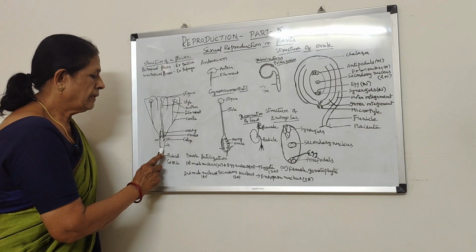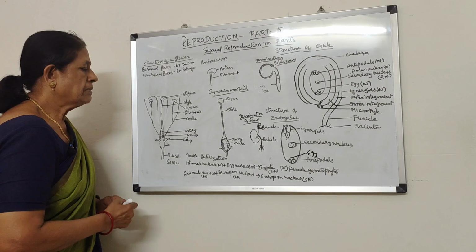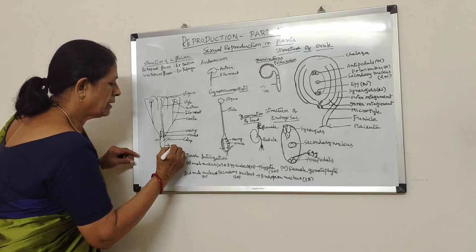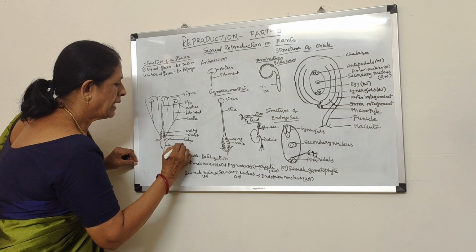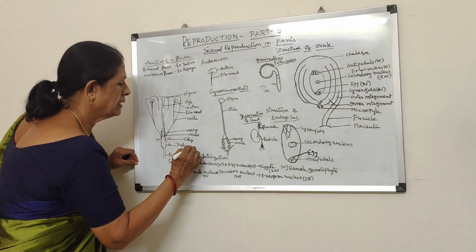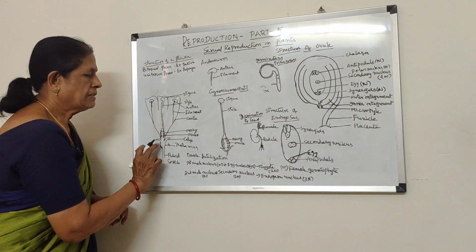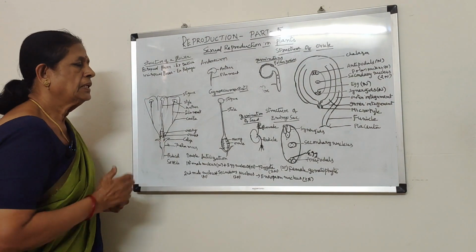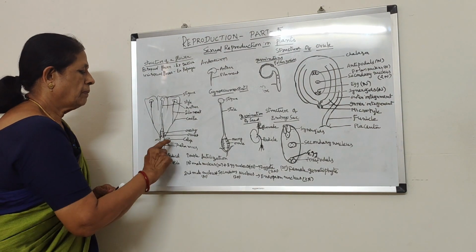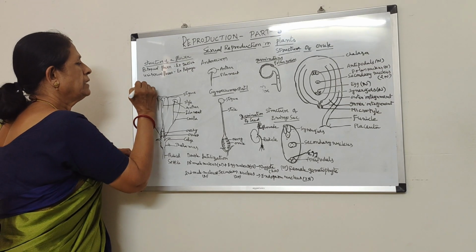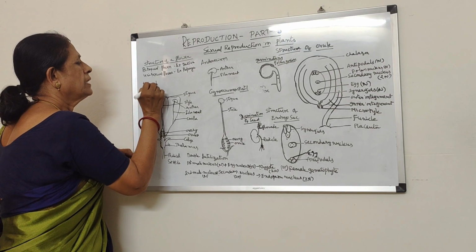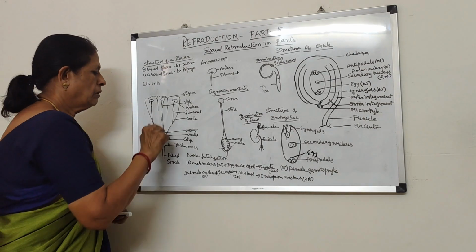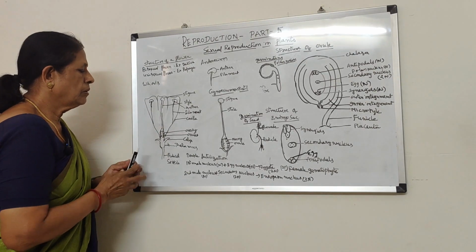The stalk of the flower in the upper part is a little bit swollen. This swollen part is called the thalamus. Thalamus is the swollen upper part of the pedicel. On the thalamus, the floral parts are arranged in whorls, meaning circles. So the flower parts are arranged in whorls.